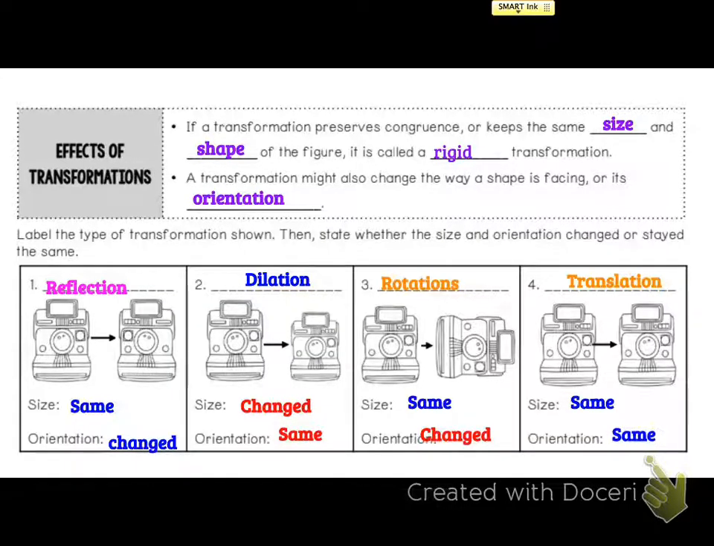So when you have a reflection, the size is going to stay the same and the orientation is going to change. When you have a dilation, the size is going to change and the orientation is going to stay the same. When you have a rotation, the size is the same, the orientation is changed. And the translation, everything stays the same, the size and its orientation. Okay? So notice out of all of these, the only one that size changes is dilation. The only ones where the orientation stayed the same are a translation and a dilation.